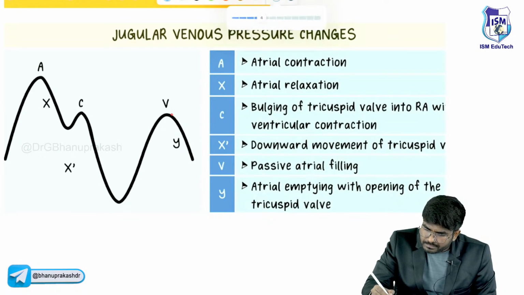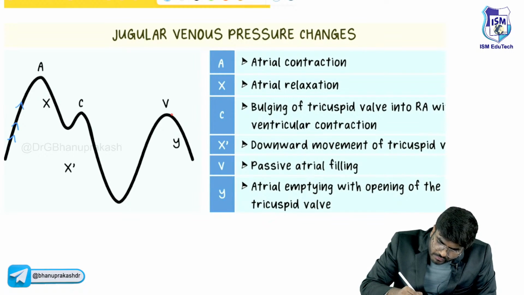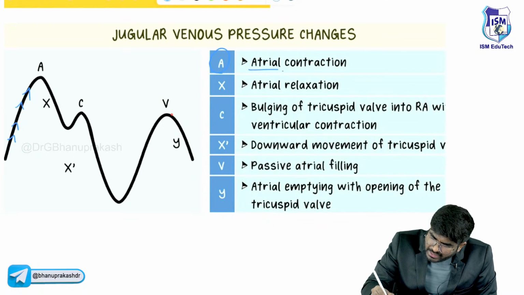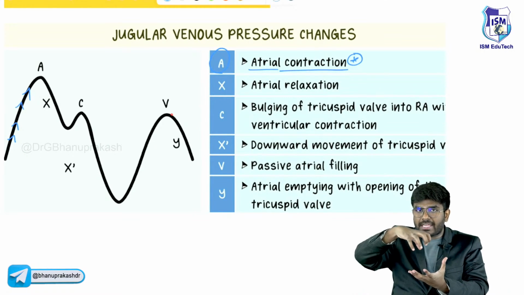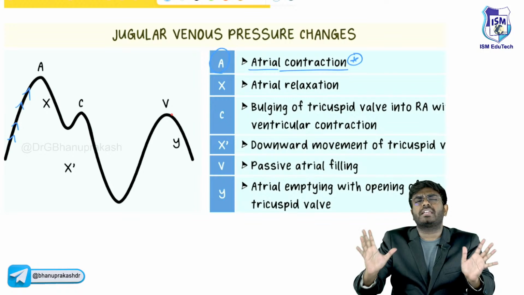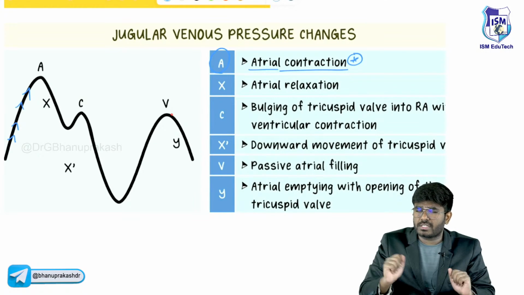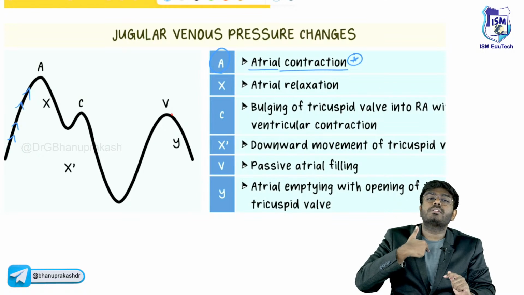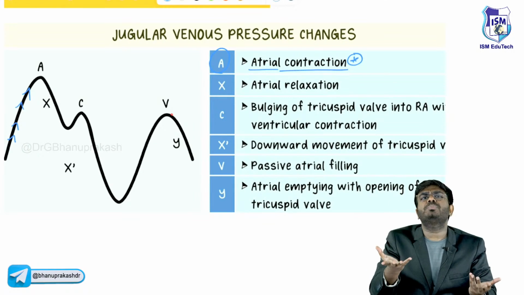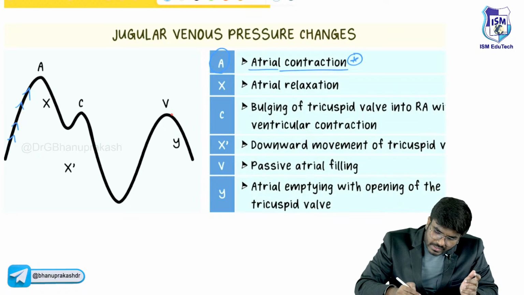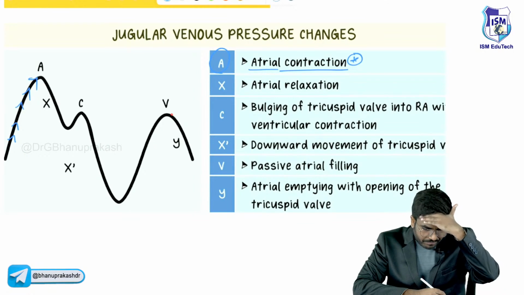First, one by one. Sir, the A wave is because of atrial contraction. I have explained this to you already. Think like this, for easy understanding: when the atria is contracting, what happens to the atrial pressure? Atrial pressure increases. When the atrial pressure increases, the superior vena cava and internal jugular vein pressure also increases. Simple. So that's why there is increased pressure in the internal jugular vein.